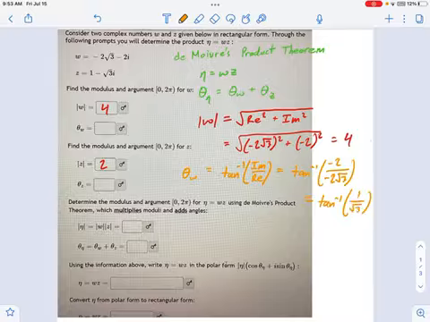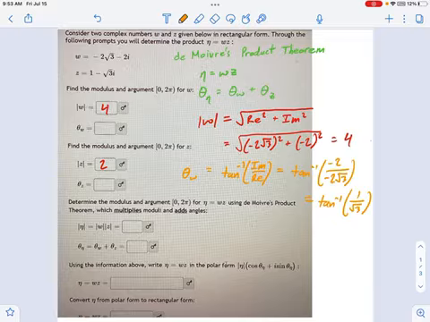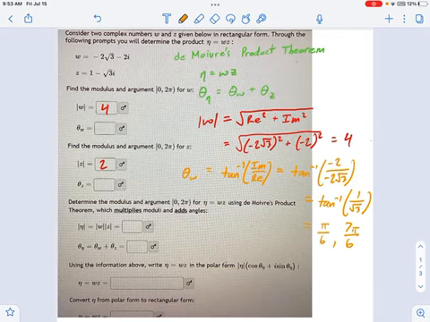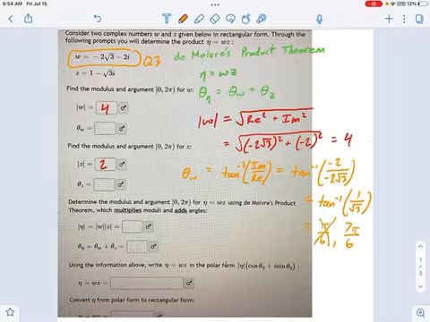Now you should know there's two places on the unit circle where tangent is equal to 1 over radical 3. One of them is pi over 6, and the other one is 7 pi over 6. So we have to decide, are we in quadrant 1 with pi over 6, or are we in quadrant 3 with 7 pi over 6? And if you look at this guy right here, this is a quadrant 3 angle. So I know the argument for this is going to be 7 pi over 6.